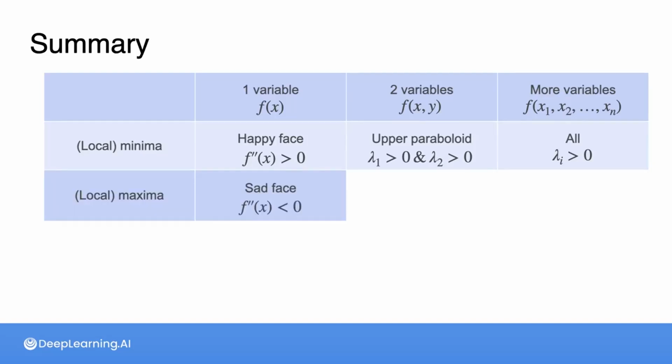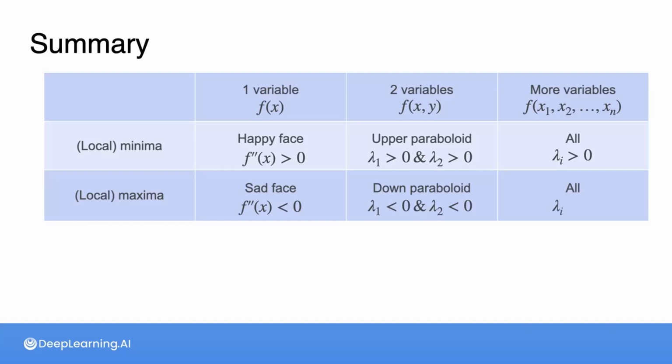And for a local maximum, same thing. You have a sad face in one variable, so the second derivative is negative. For the two-variable case, you have a down paraboloid, like the other function you saw in this video, and both eigenvalues have to be negative. And in the general case, you simply have to have a Hessian with n eigenvalues, all of them less than 0. And for anything else, we need more information.